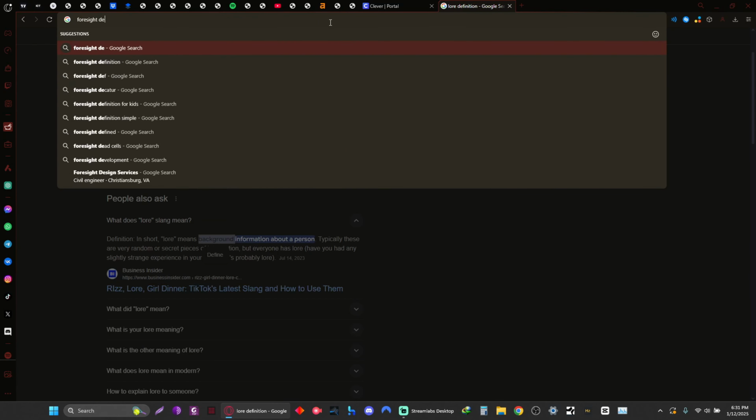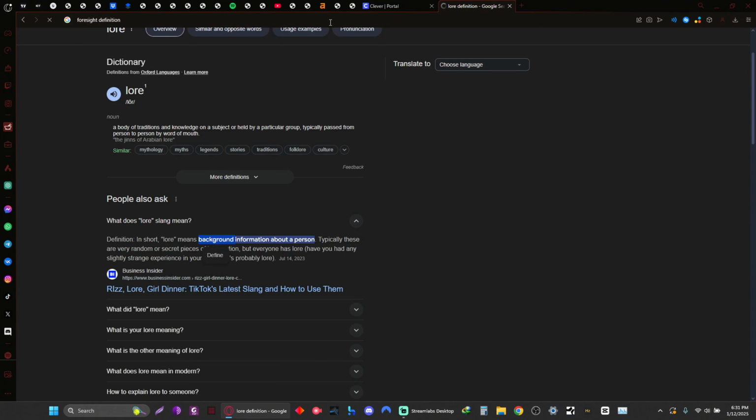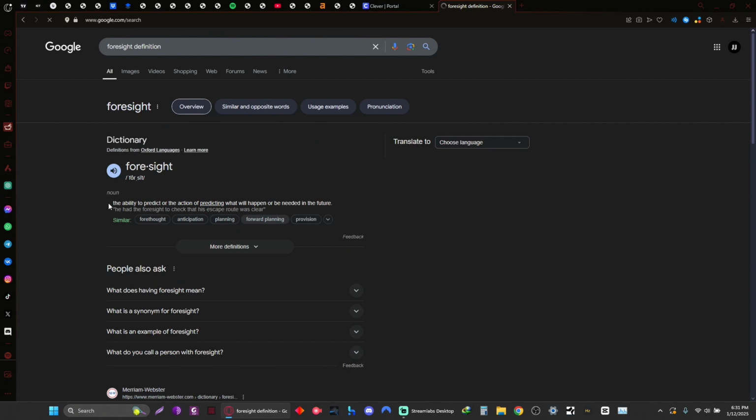Foresight. Okay, foresight is the ability to predict, or the action of predicting, what will happen or be needed in the future. Okay. So simply understanding what's going to happen in the future. Okay. Always have that foresight. Okay. Always have some sort of foresight or forethought. Okay. Always have that. You don't want to just be here in the present.